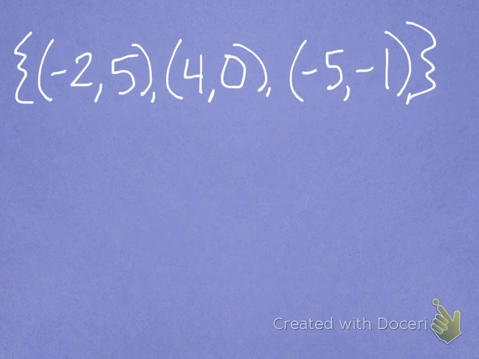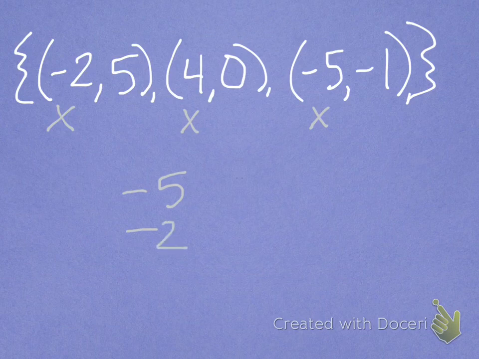Alright, last one we're going to do. Our x values are negative 2, 4, and negative 5. This is the first time they've been out of order. We still want to put them in order. So negative 5 is the smallest, and then negative 2, and then 4. We want to look at our y values now. We have 5, 0, and negative 1. Again, we want these in order.